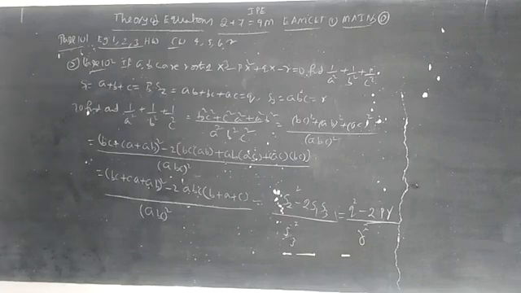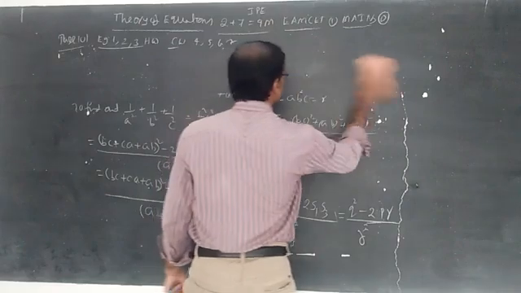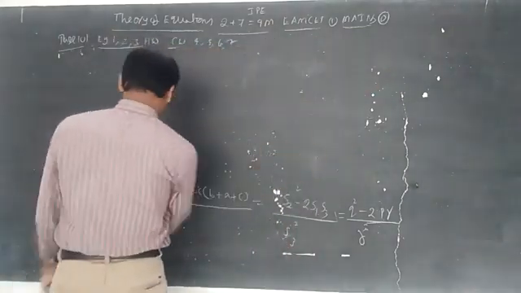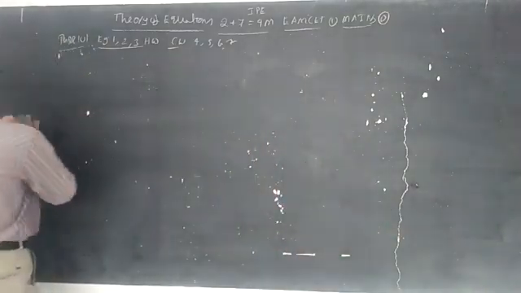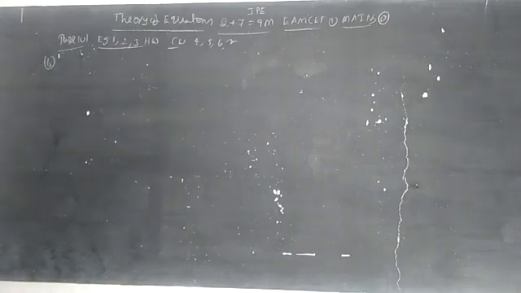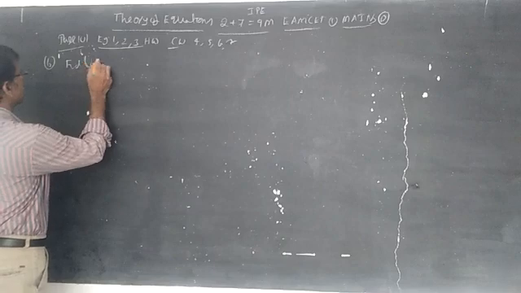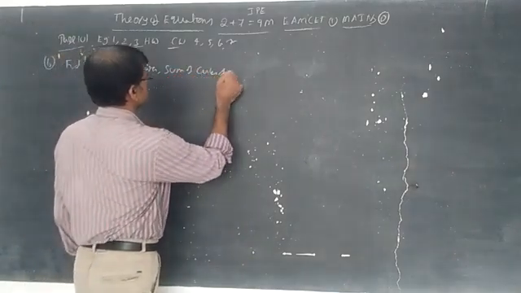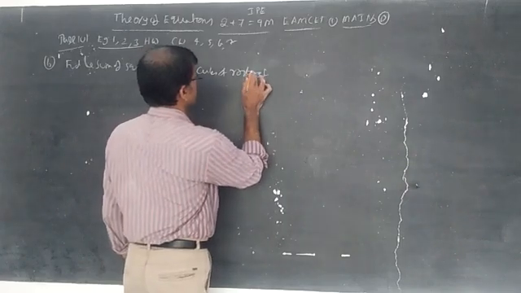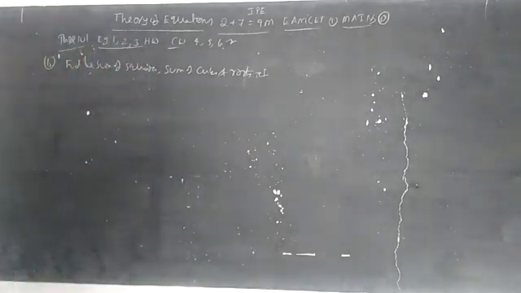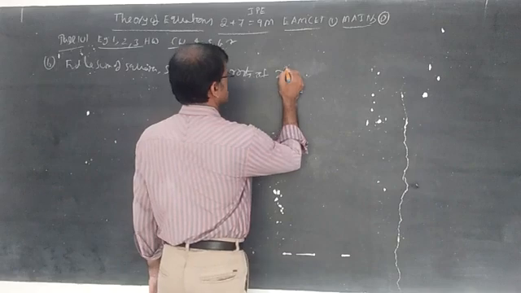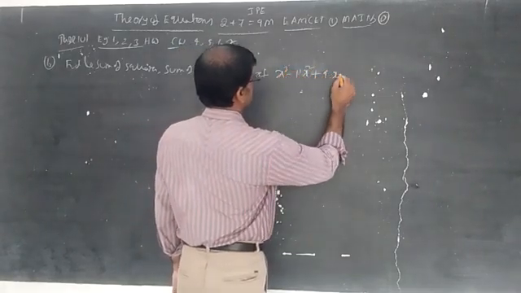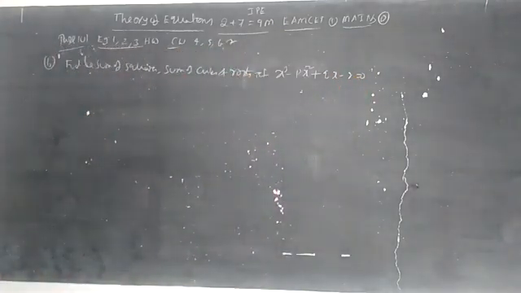Now let us discuss the sixth question. Sixth question, find the sum of squares and sum of cubes of roots of the equation x cube minus px square plus qx minus r is equal to 0.